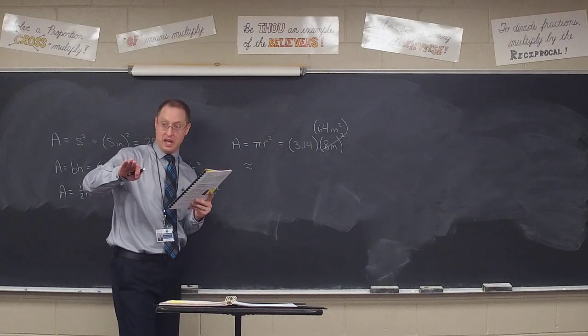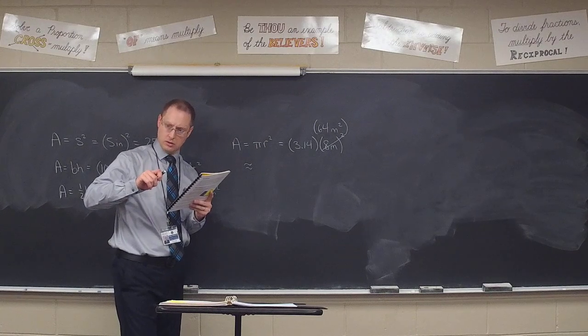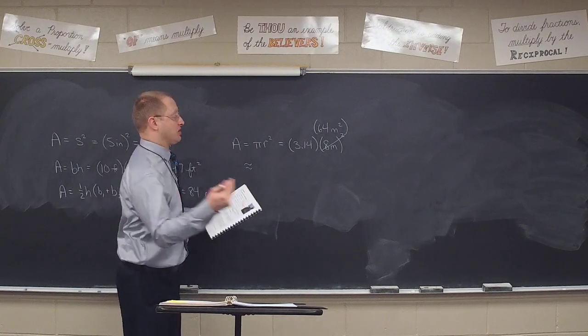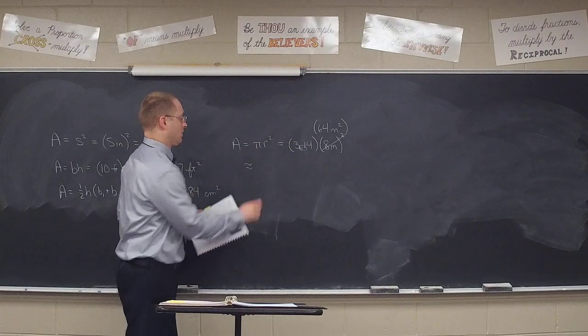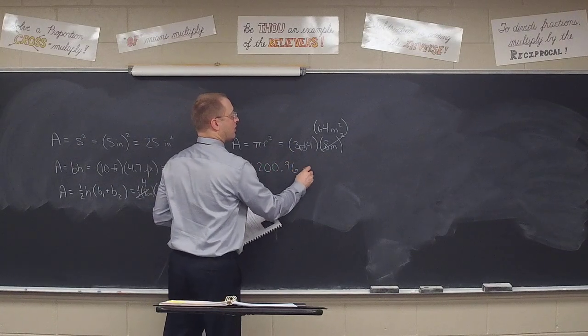Guessing we did not do that. Wait, 20,096. Don't forget your 2 decimal places. 209.6. 200.96 meters squared. There we go.